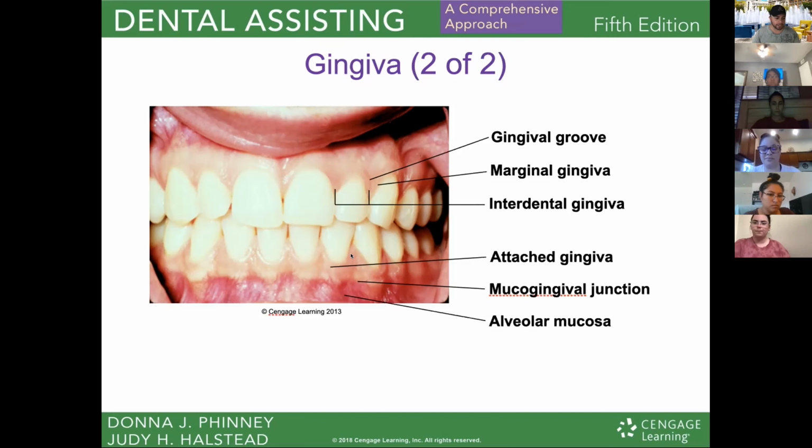We have the interdental gingiva, which is an extension of the unattached gingiva between the adjacent teeth. So these little extensions here are the interdental gingiva. The marginal gingiva surrounds the teeth, right? This is this kind of C shape here. And then the gingival groove is the line of demarcation between the attached gingiva and the marginal gingiva.